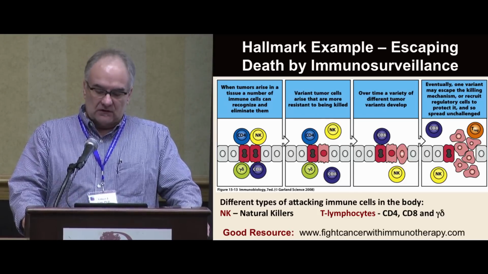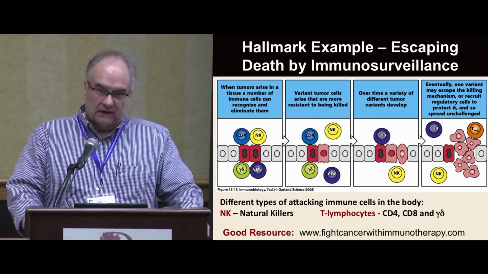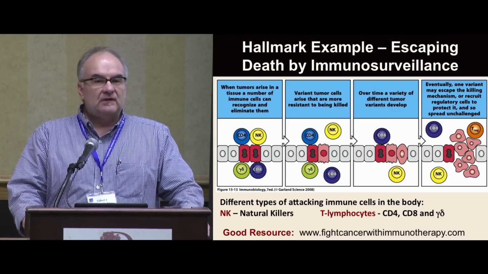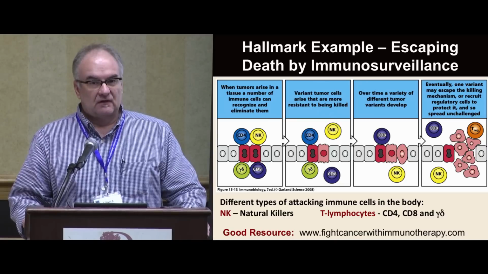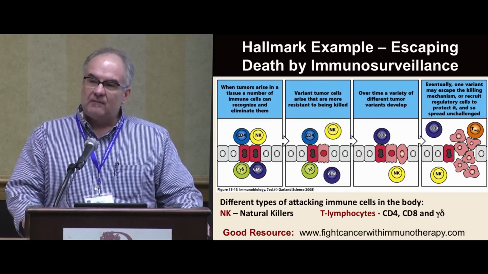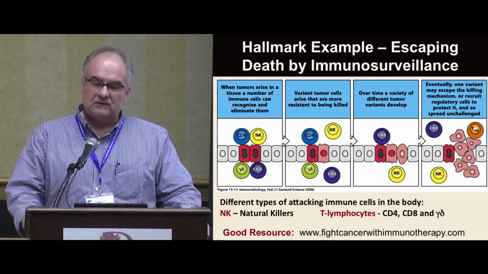There's what's called an immune checkpoint. You don't want to be killing every single cell in your body because you might kill good cells. That's how autoimmune diseases occur. And so you want to have checkpoints in place to only kill cancer cells.